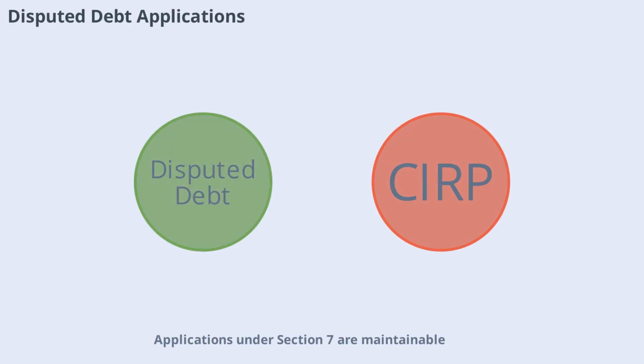Applications under Section 7 are maintainable even if the debt amount is disputed, provided the amount exceeds the minimum threshold. The exact amount of the claim will be considered at the stage of CIRP. This approach ensures that disputes over the quantum of debt do not prevent the initiation of insolvency proceedings, allowing the process to address and resolve such issues during CIRP.